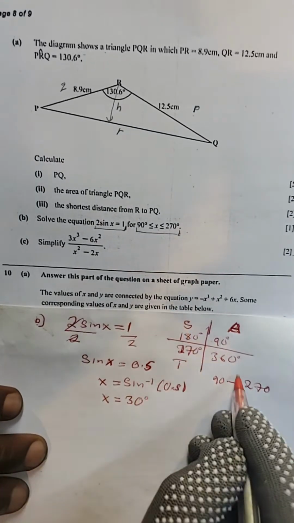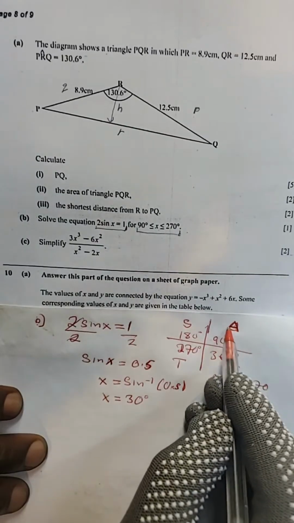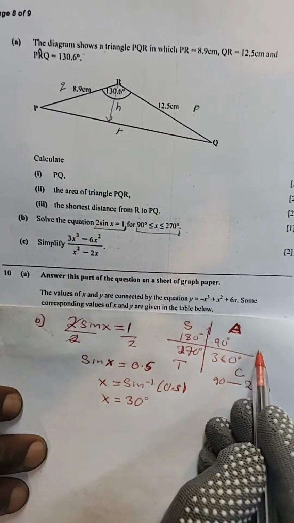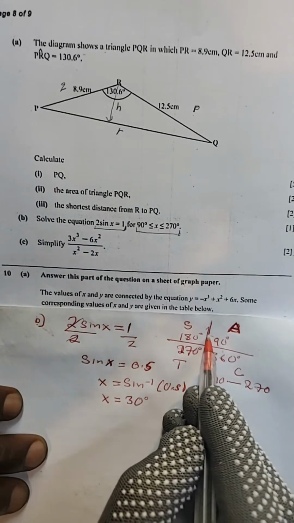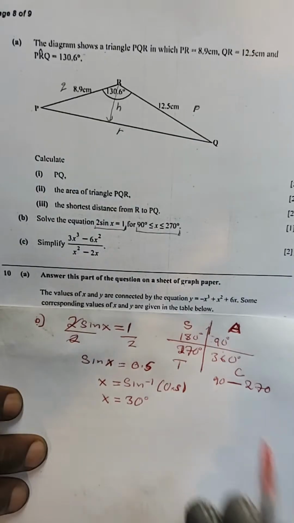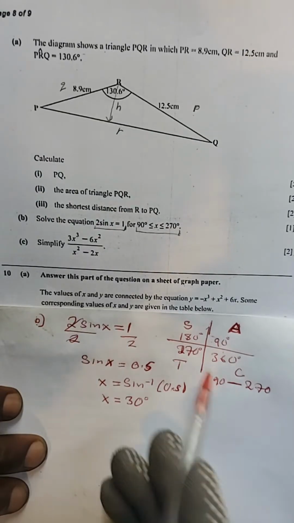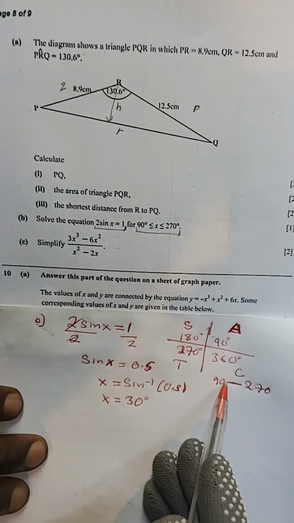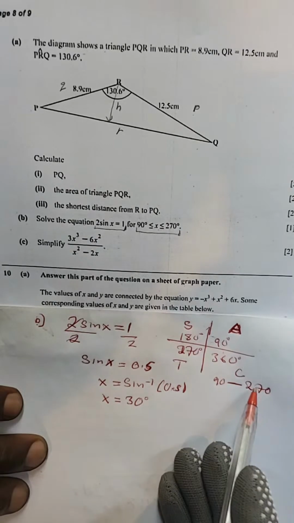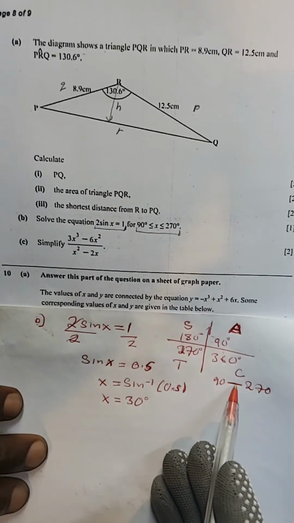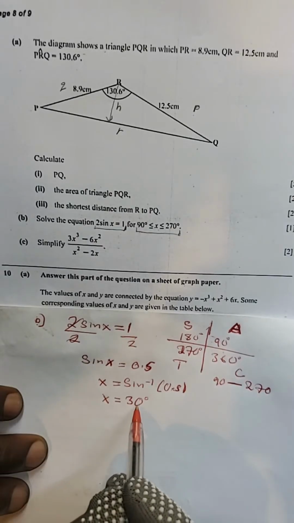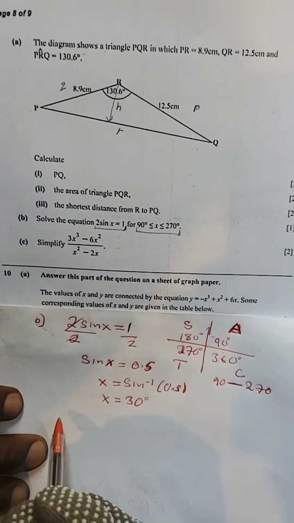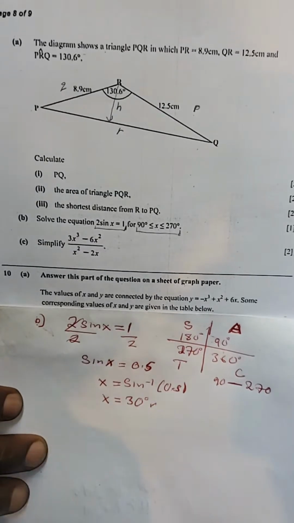S, tangent, C. So in the first quadrant, all trig ratios are what? Are positive. But in the first quadrant, the angle is less than 90 or equal to 90. But here they're saying between 90 and 270. And in the first quadrant we found what? 30 degrees. So 30 degrees is not part of our answer. This will be used just as the reference angle. Okay? As a reference angle.